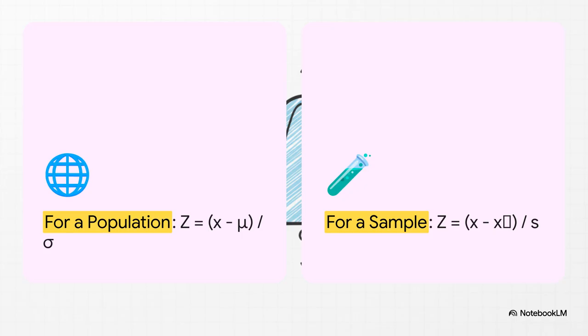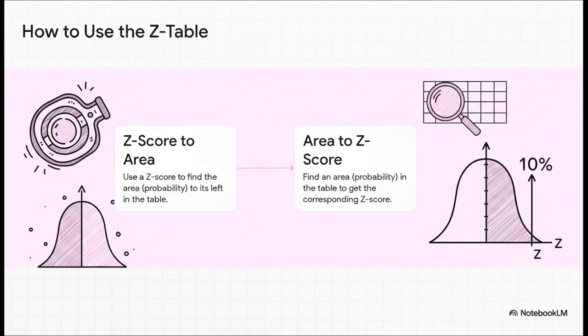Now, you're going to see two versions here. The difference is simple. Are you looking at the entire population of data or just a sample of it? Using the right formula is all about statistical rigor, just making sure your analysis is sound, no matter how much data you're working with. Once you've got that Z-score, the Z-table is basically your decoder ring.